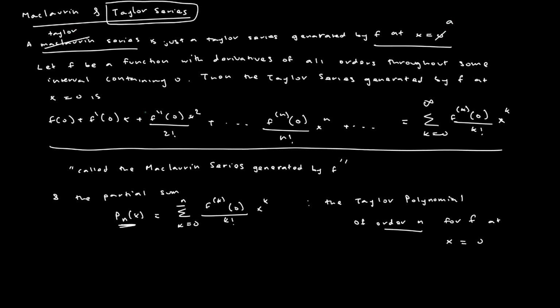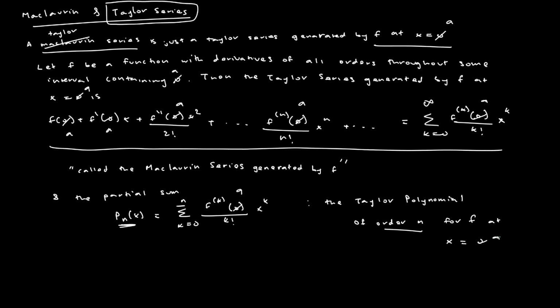Essentially, instead of f being a function with derivatives of all orders throughout some interval containing 0, it's now some interval containing a. And a can obviously be 0, right? Because a is just some constant. So just replace all of these with a, and that will give you the general Taylor series centered at an arbitrary value a.